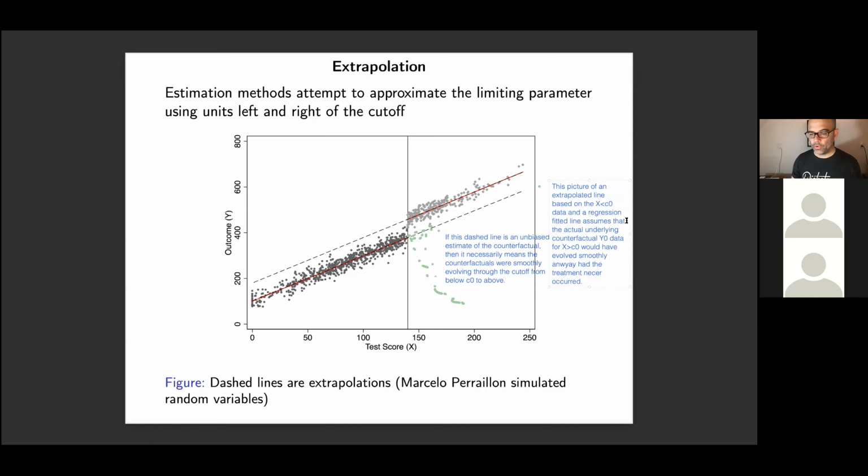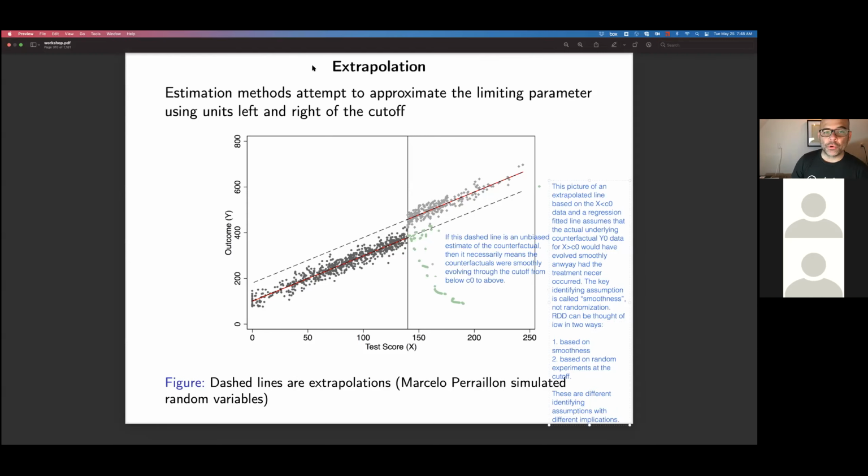Okay, right? So the key identifying assumption is called smoothness, not randomization. RDD can be thought of, in other words, in two ways: based on smoothness, or based on random experiments at the cutoff. These are complementary. These are different identifying assumptions with different implications. Okay. All right. So we're going to talk about smoothness.